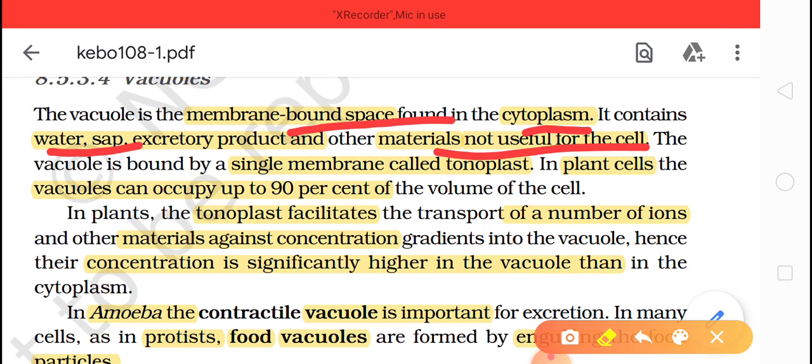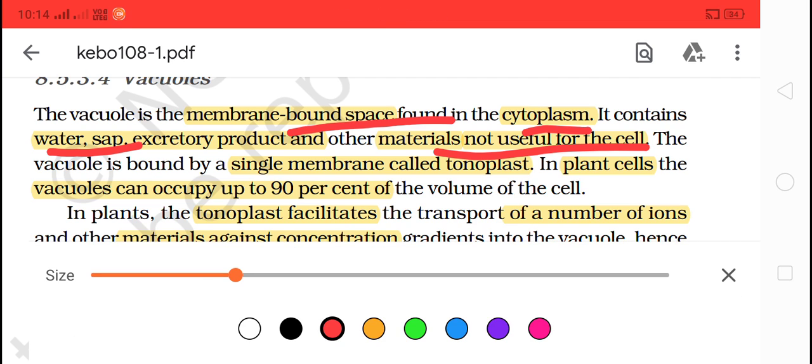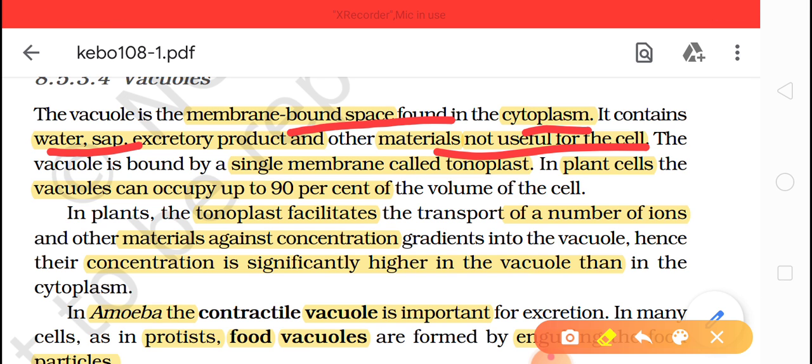So the vacuoles contain substances like water, sap, excretory products, and other materials which are not useful for the cell. Okay, and the vacuole is bound by a single membrane called the tonoplast. So the membrane bounding the vacuole is the tonoplast.